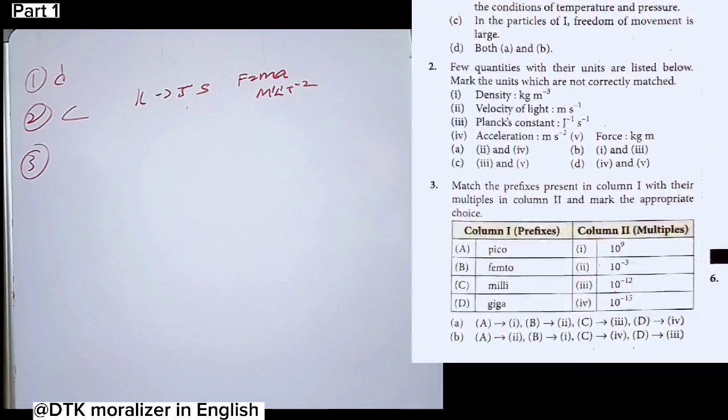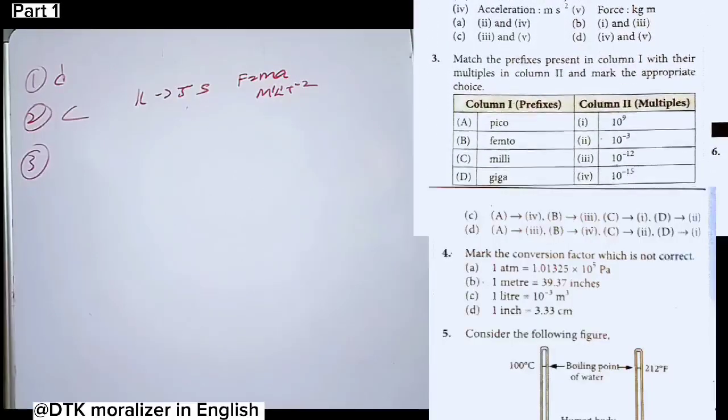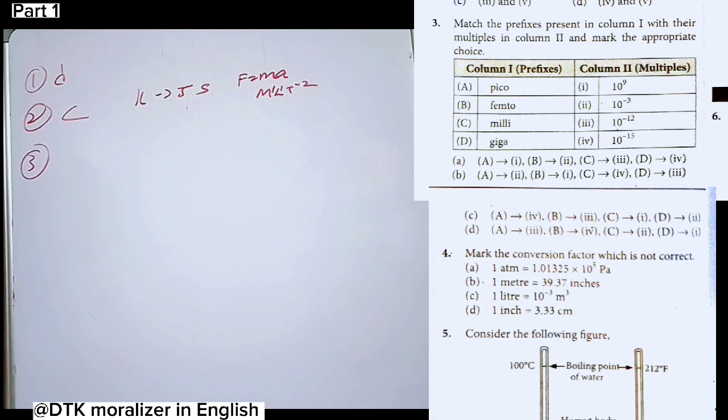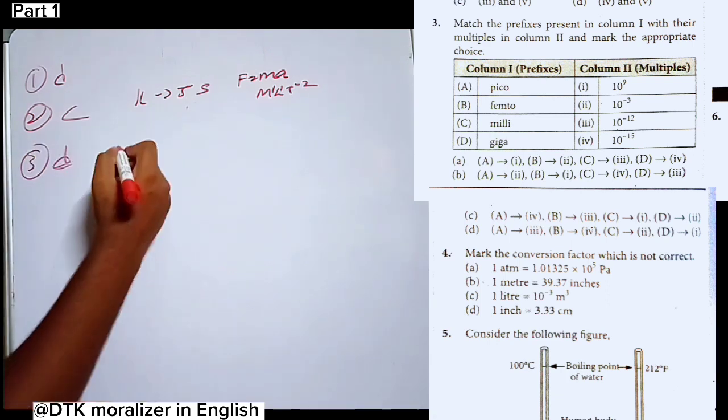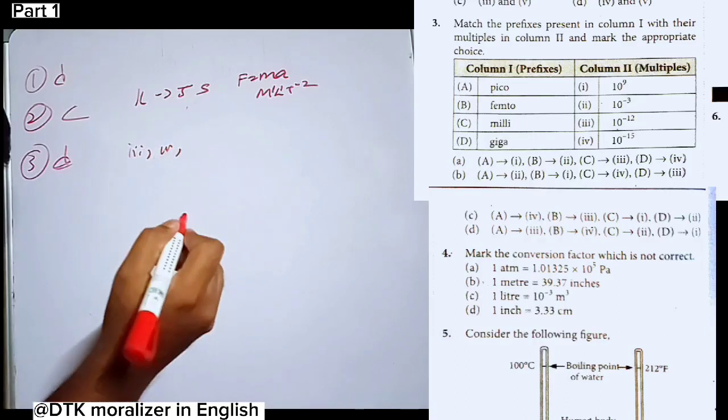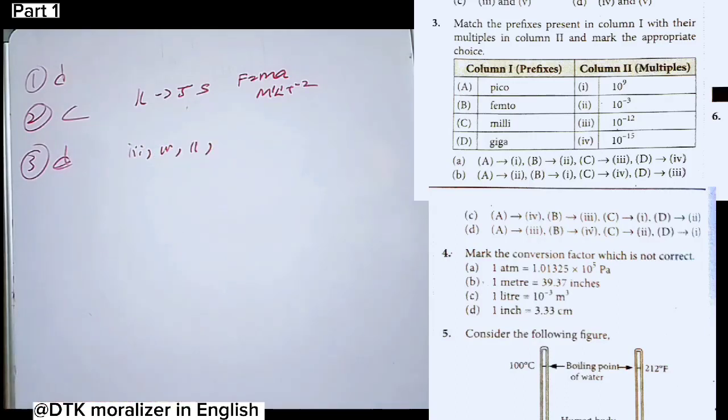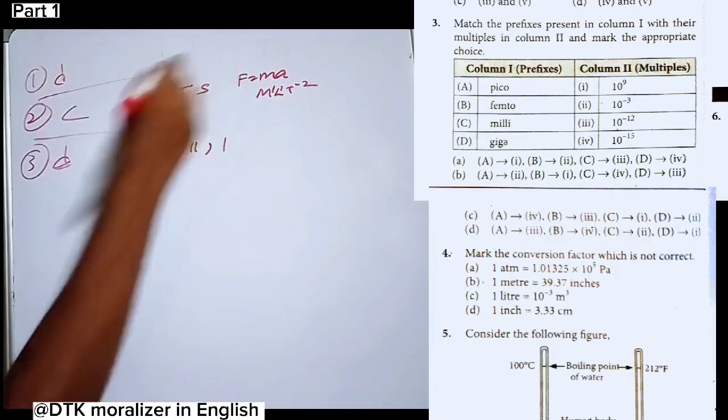Now question number 3, matchings. So we have to match this. Here as you can observe, pico for 10 power minus 12, femto for 10 power minus 15, milli for 10 power minus 3, and giga for 10 power 9. So here option D would be right. So answer will be 3, 4, 2, 1.